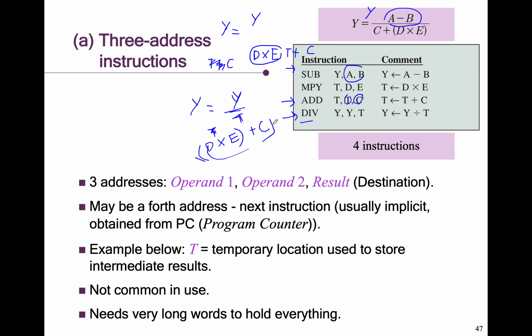So it's going to be similar, only that now I'm going to show my Y over here. Y is equal to A minus B, and then my T over here is D multiplied with E, added with C. So it is basically similar to this one.